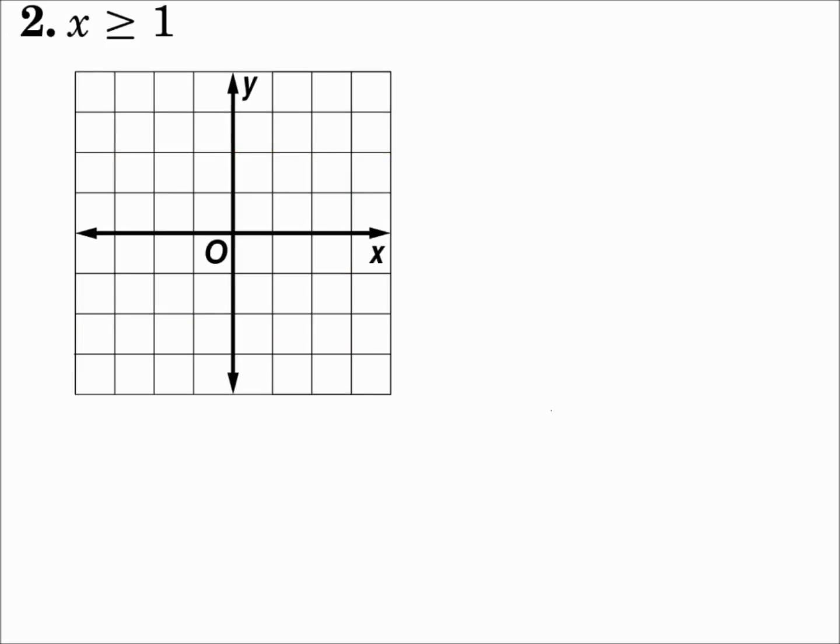Number 2, x is greater than or equal to 1. Well, I can't solve for y because there is no y. So instead, I'll solve for x. And this one's already solved for x. This is like the line x equals 1. And when you have x equals a number, it's a vertical line through that number. So this will be a vertical line through 1. Since it is equal to the 1, it'll be a solid line.